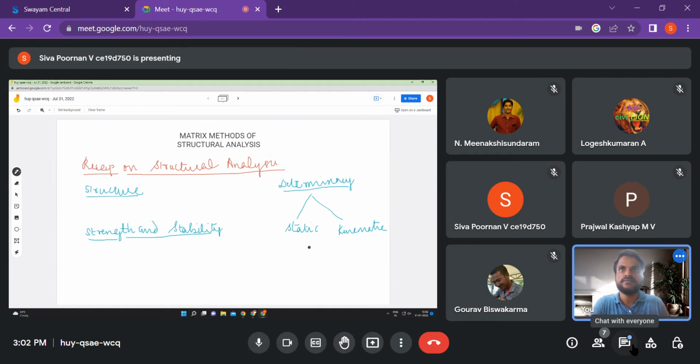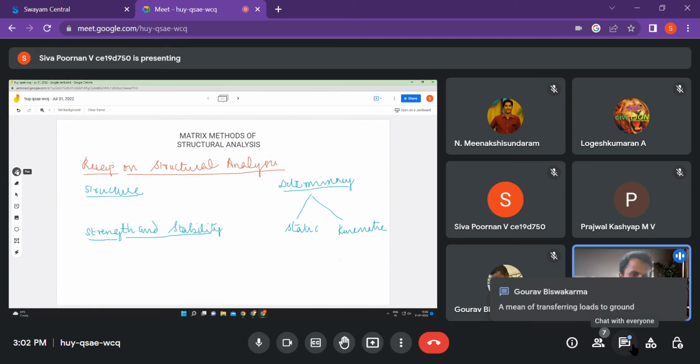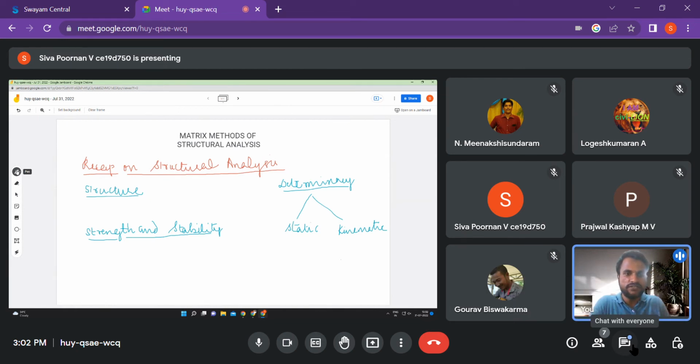Structure is not just restricted to the civil engineering concept, a means of transferring loads to the ground. Yeah, that is right, and that is more specific in the sense of civil engineering or structural engineering, right? But structure is an English word, so it has a much broader meaning, right? So for example, we have data structures in computer science. Yeah, form. Form can be a good approximation of what a structure is.